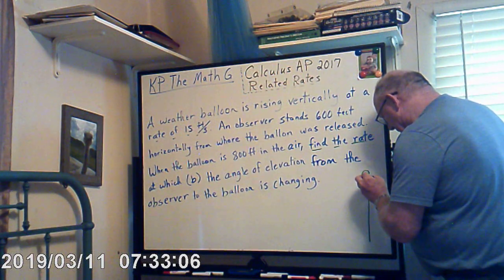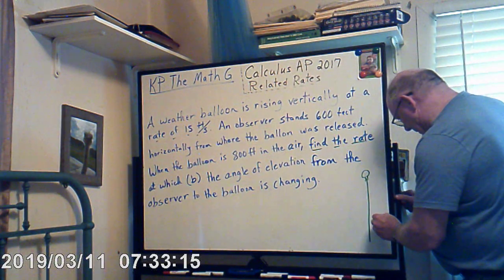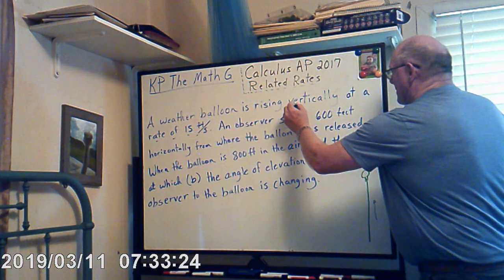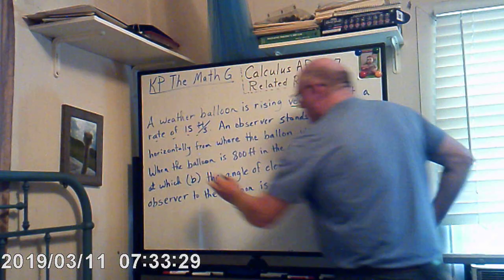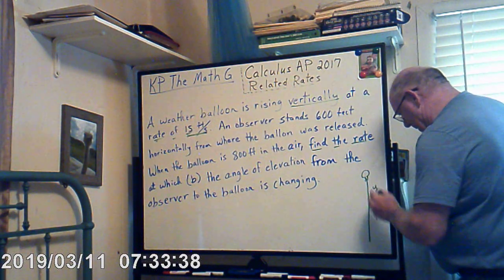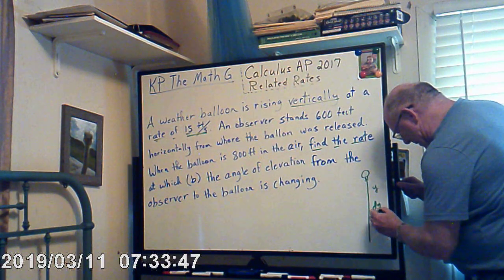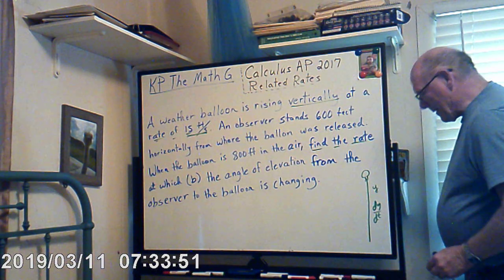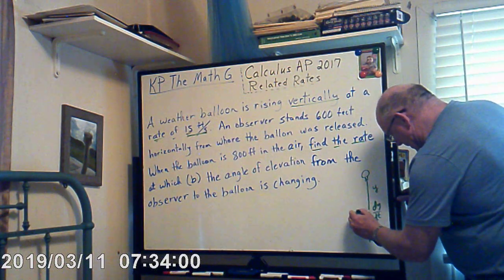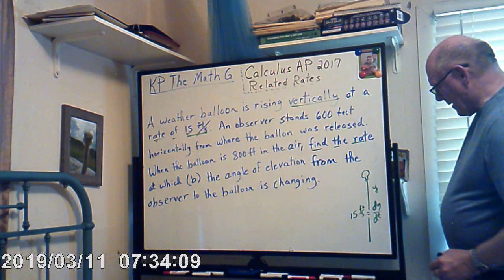Alright, so we may have a picture of a balloon there, and it's rising at a rate. Rising vertically. A lot of times when we talk about rising vertically at a rate, anytime we see rate, we're going to see what that rate is. Since this is associated with y as the distance, the rate is dy over dt, which equals 15 feet per second. So this balloon is rising.